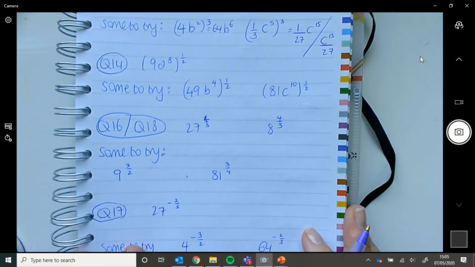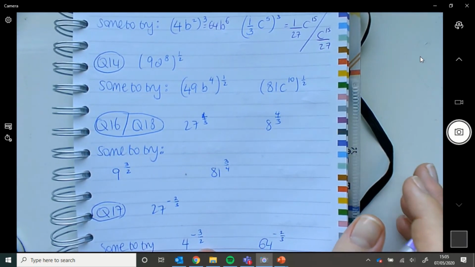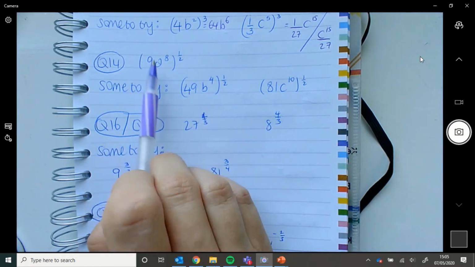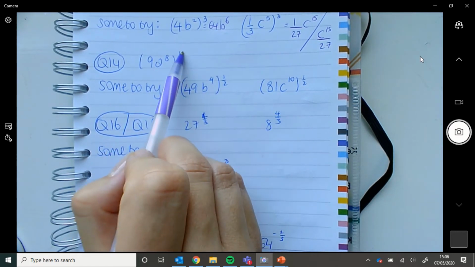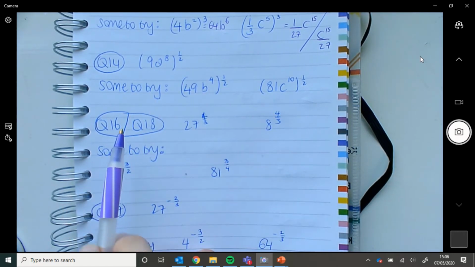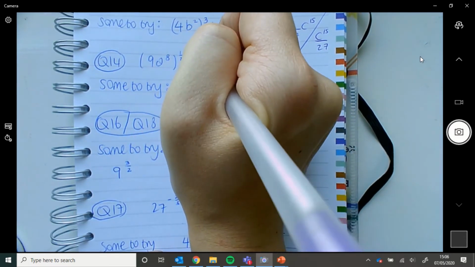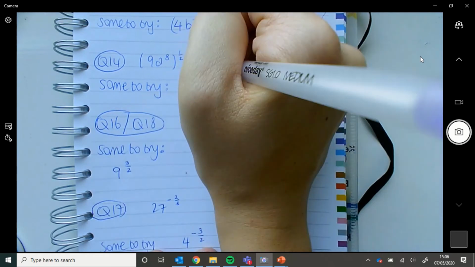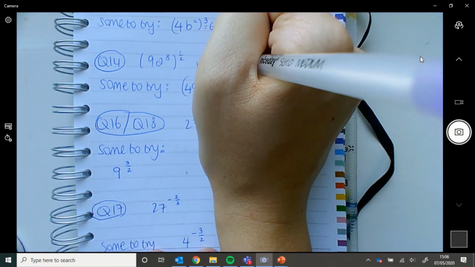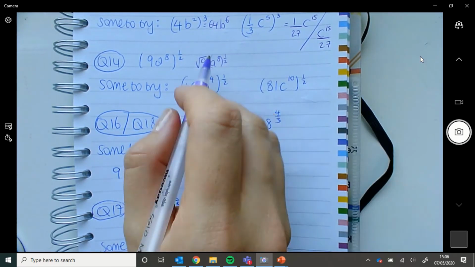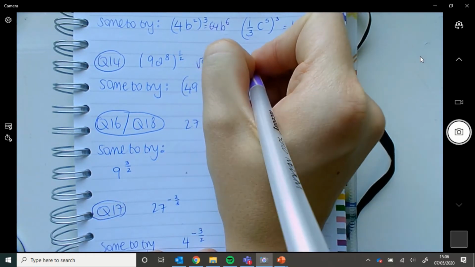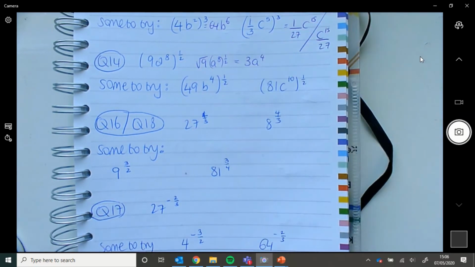Okay, moving on, question 14. Very, very similar to question 13, in the sense that I've got something in a bracket raised to a power, but this time I need to be careful because the power is a half. That half means square root the number. And I've also got a to the power of 8 being raised to the power of a half. It is also square root in that, but it looks a little bit nicer like this. So I've got 3a to the power of 4. Pause the video here and have a go at these two questions if that is something you got wrong.